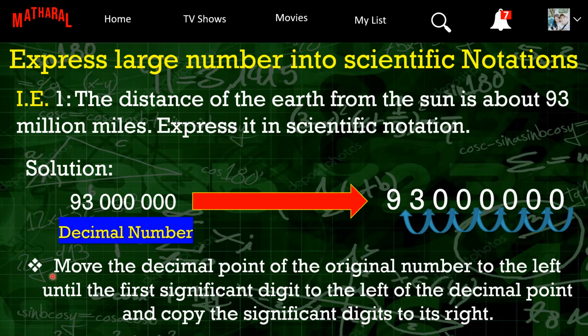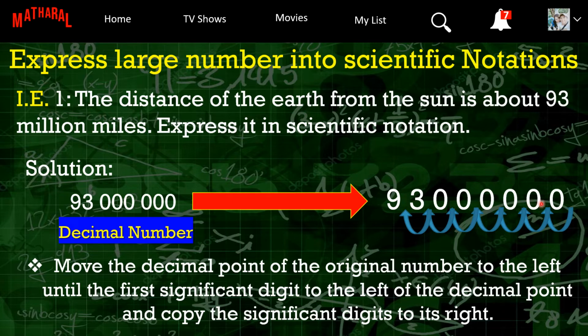It says here to move the decimal point of the original number to the left until the first significant digit is to the left of the decimal point, and copy the significant digits to its right. Ito po ang ating gagawin. First is to write 93 million miles in decimal numbers as you have seen. Yan po, 93 million miles yan. And then we recopy 93 million as what we have here.